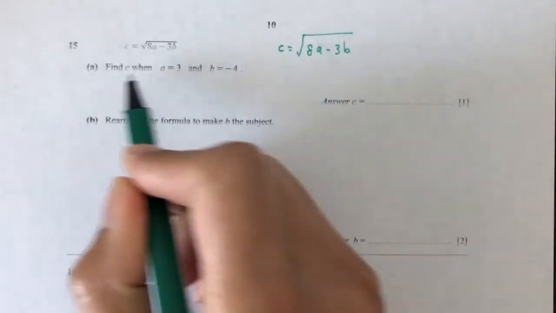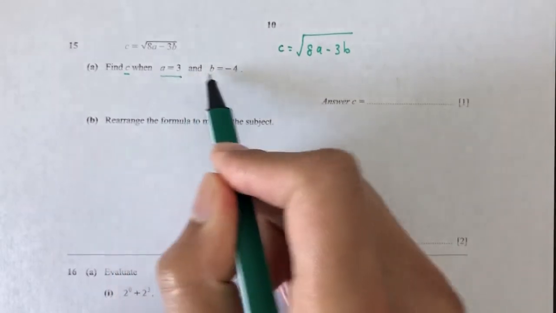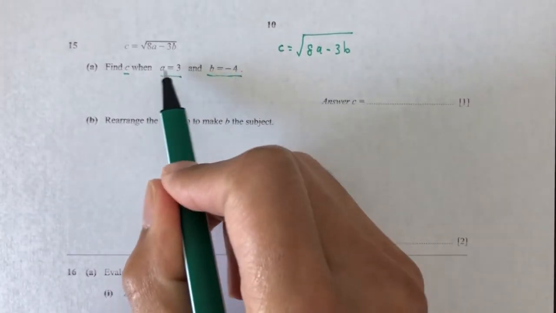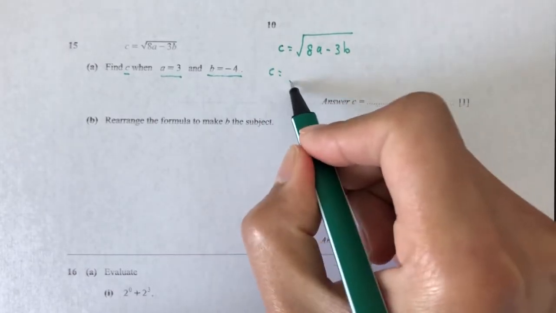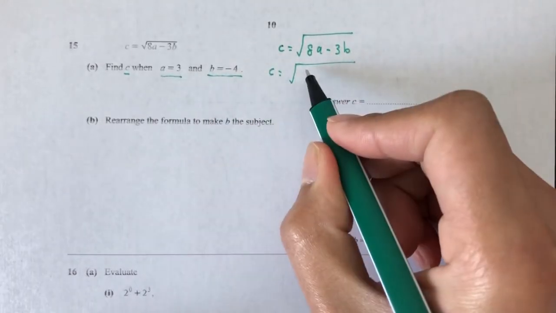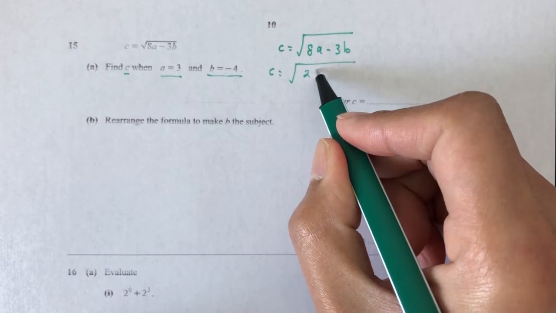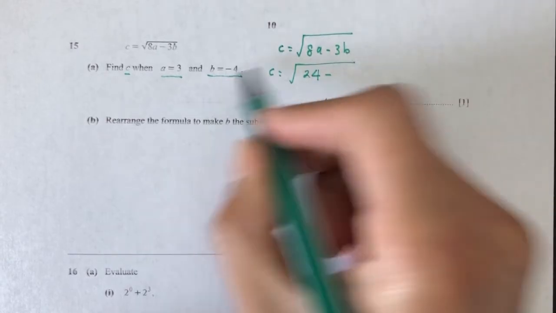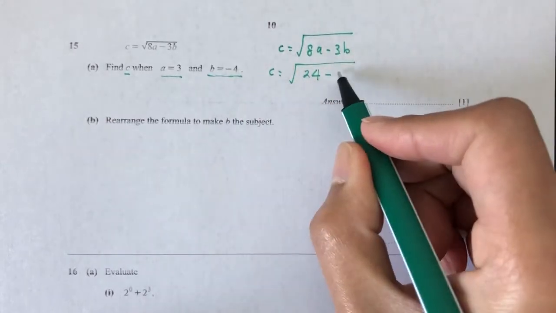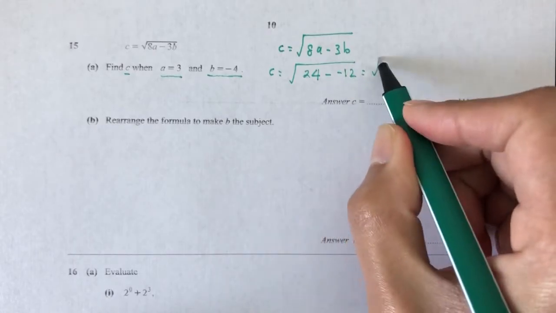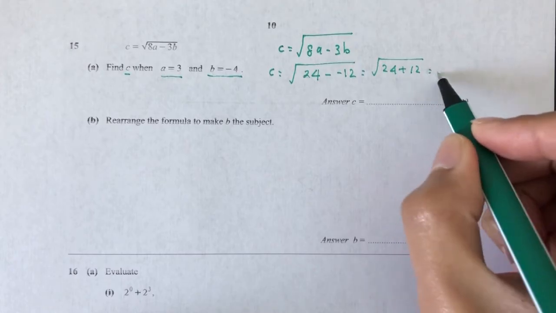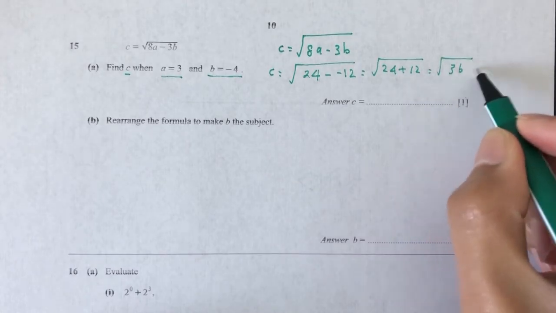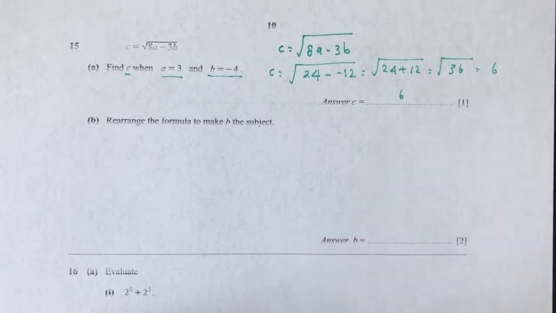So find the value of C when a equals 3 and b equals minus 4. So replace the values of a and b in the equation to find C. So C will be the square root of 8 times a, which is 24, minus 3b. 3 times minus 4 is minus 12, which equals the square root of 24 plus 12, which is the square root of 36, which is 6. That's the value of C.